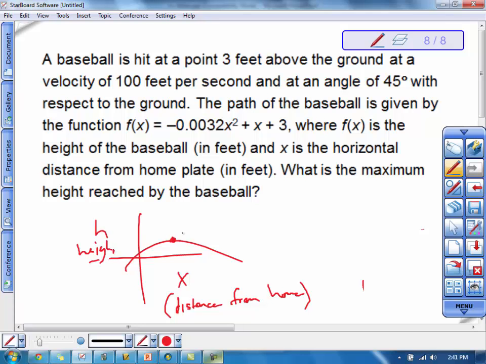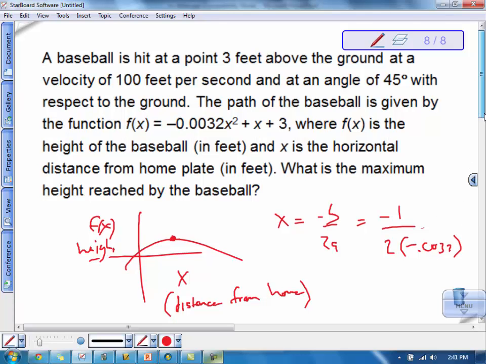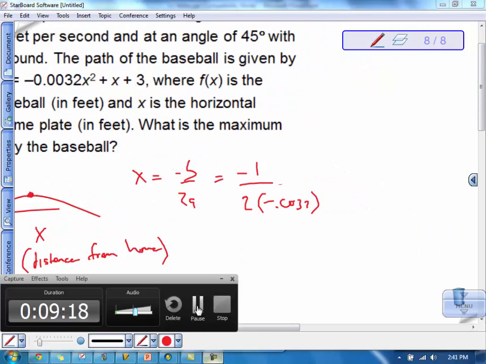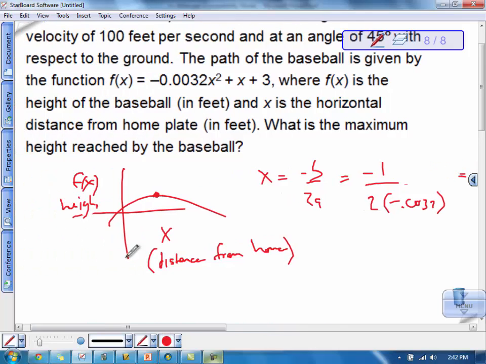What we want to find is the vertex. We want to find the maximum of that parabola. Okay, we can do that by hand. We know the x-coordinate for the vertex is negative b over 2a. So to find that by hand, that would be negative 1 over 2 times a, which is negative 0.0032. All right, we can also do it with the calculator. So let's find out what this is by hand real quick. 156.25 is our x-coordinate. So it's saying when we're 156.25 feet from home, that's when we reach the maximum height. But it says what is the maximum height?